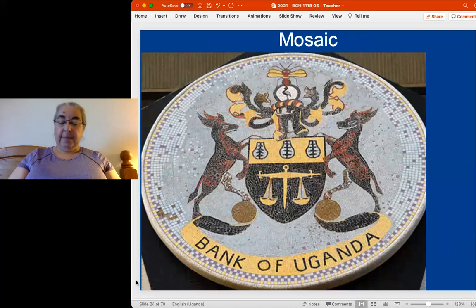Okay, and the word mosaic sometimes confuses people. So I thought I'd just explain exactly why the word mosaic is used. This picture is a mosaic picture made of the coat of arms of Uganda. I'm sure you recognize this. This is actually outside the Bank of Uganda building in Kampala.